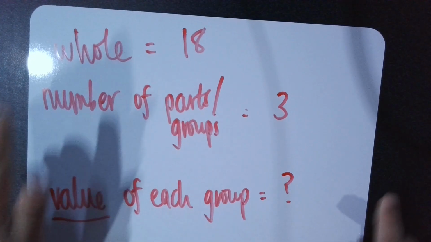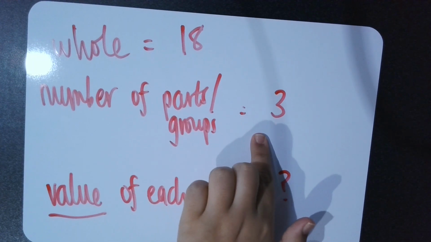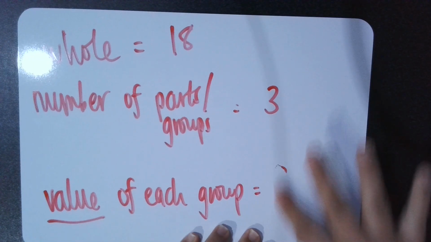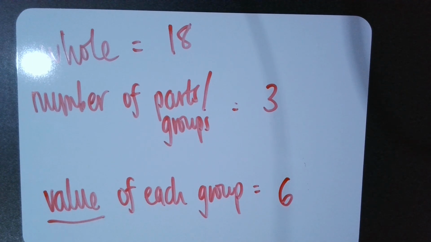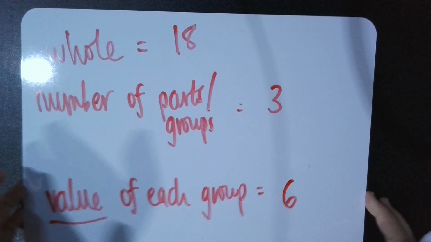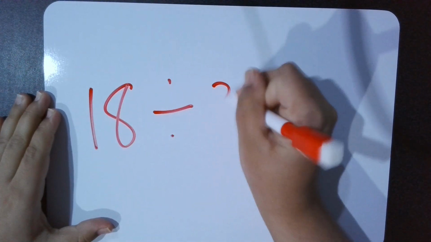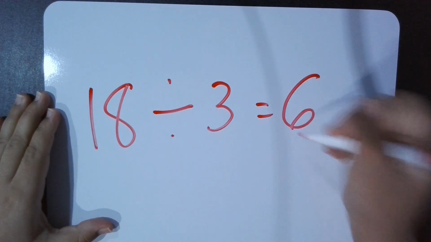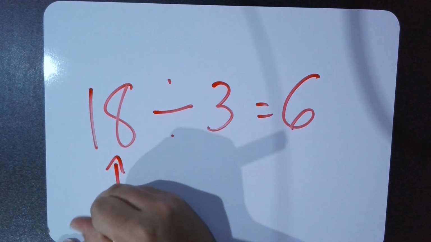let's move this here. My whole was 18. I knew my number of parts or groups, that was 3. And I was looking for the value of each group. Well, I found that out now, that's 6. I've actually got all the components now to put this into an equation. I can say 18 divided by 3 gives us 6. In division, we always start with the whole.